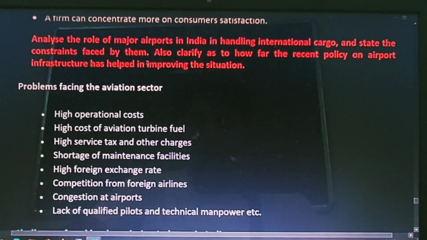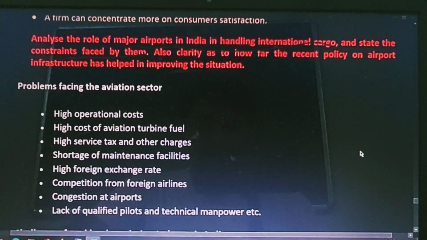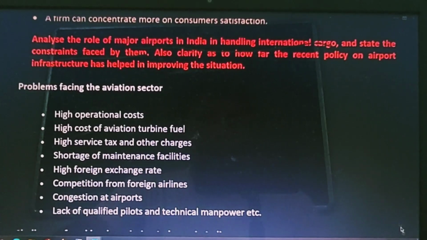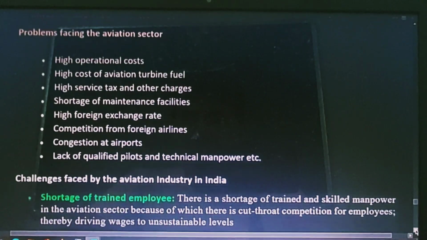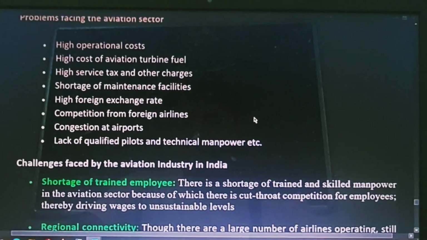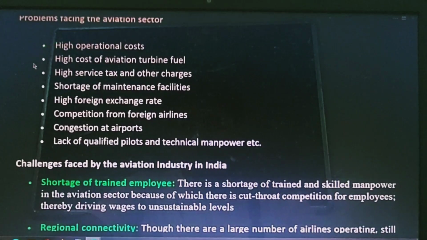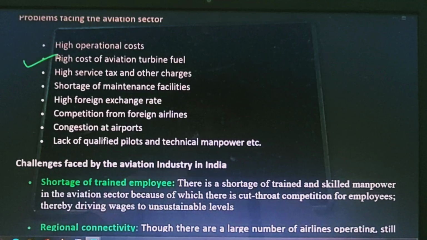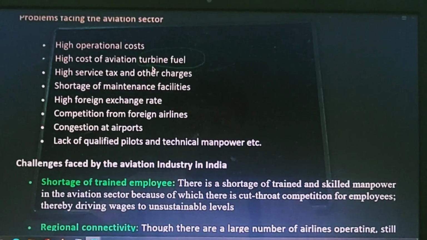Analyze the role of major airports in India in handling international cargo and state the constraints faced by them. तो बेसिकली ये है एयरपोर्ट्स के ऊपर, because शिप का हो गया, एयर ट्रांसपोर्ट में भी बहुत सारी दिक्कत है इंडिया में. ये प्रॉब्लम्स हैं इंडिया में एयर ट्रांसपोर्ट को लेके. First, high operational cost, then high cost of aviation turbine fuel, ये फ्यूल का बहुत कॉस्ट है इंडिया में, that's why एयर कार्गो एयर से भेजना कॉस्टली होता है.